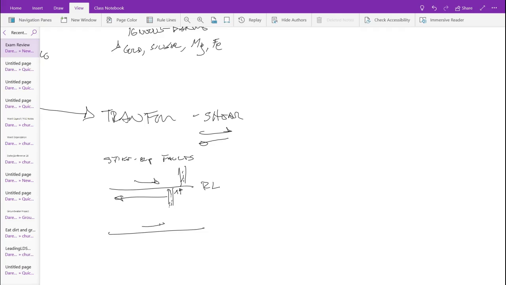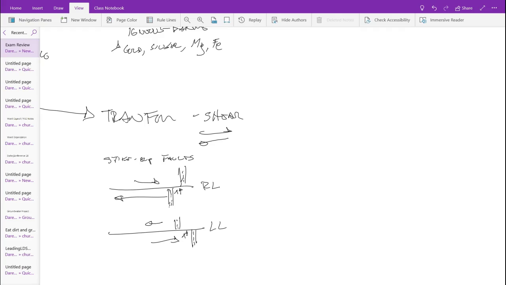If I have the same fault, this is strike-slip as well. But this time, let's do this. Okay, so it looks like now it's moving this way, and this one's moving this way. So now this is what we call it. If you look across again, it looks like it moves to the left, so we call this a left lateral. Okay, those are the two different types of strike-slip faults we have.